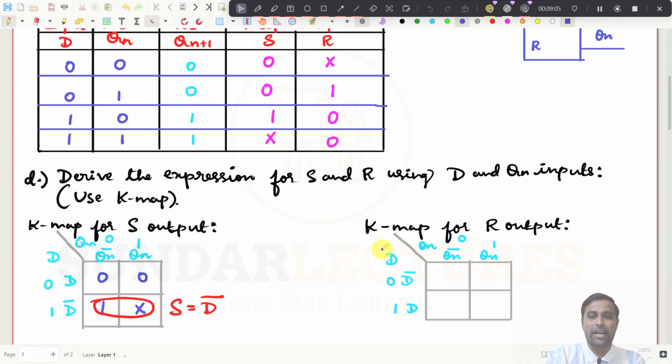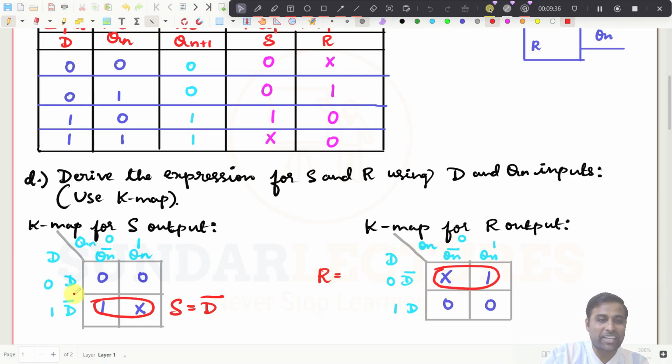Next, for 0, 0, what is the value of R? It is X here. For 0, 1, it is 1. For 1, 0, it is 0. For 1, 1, it is 0. So again, simply make a pair of these two, and what should be the value of R now? Straight away, one minute, I have made a mistake here. So this is D bar and this is D, I made a mistake.